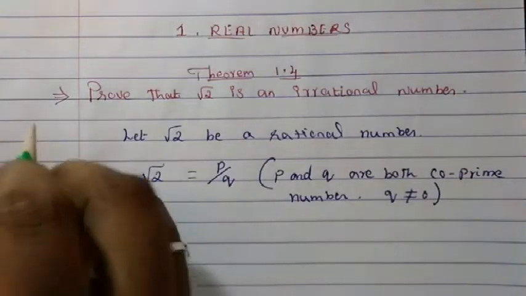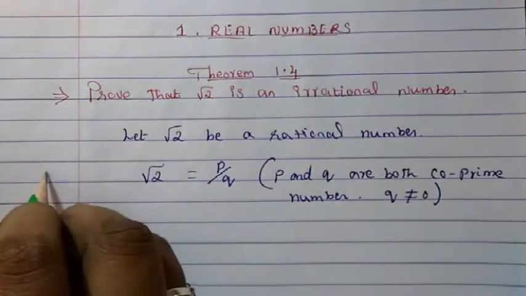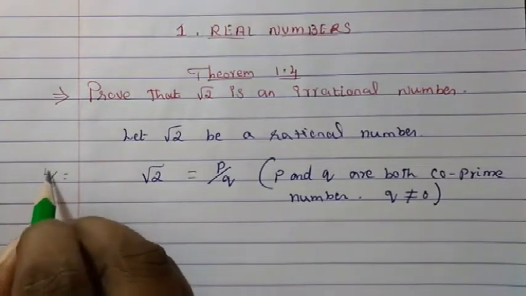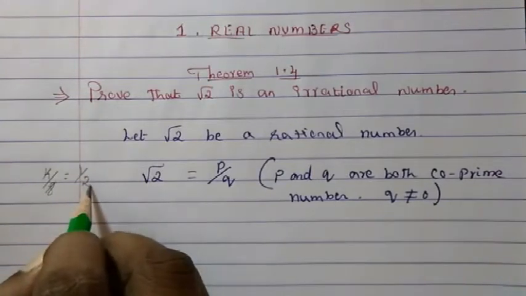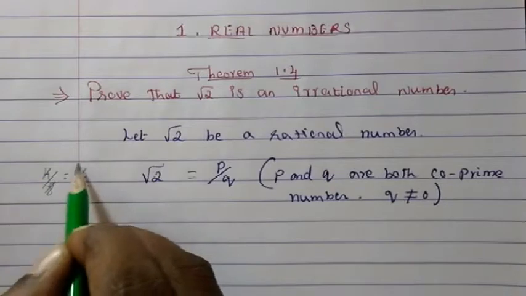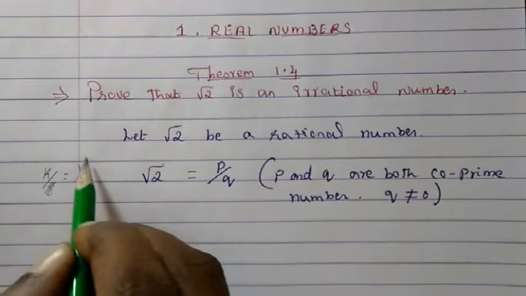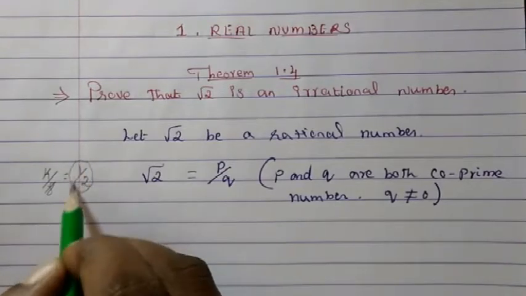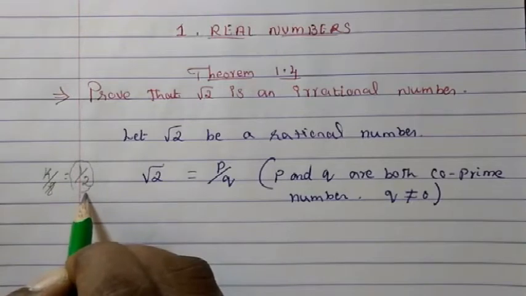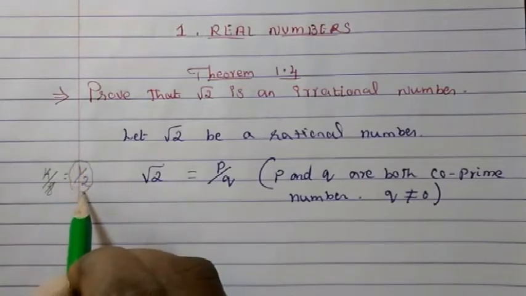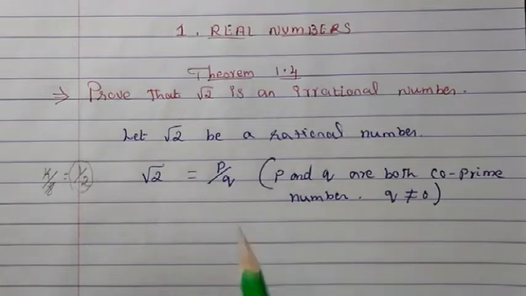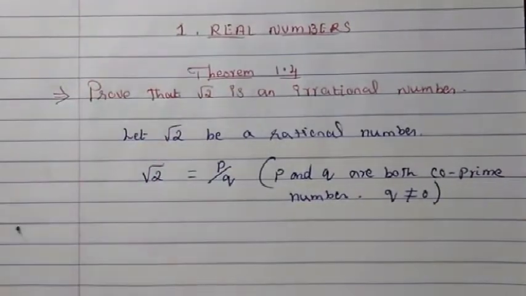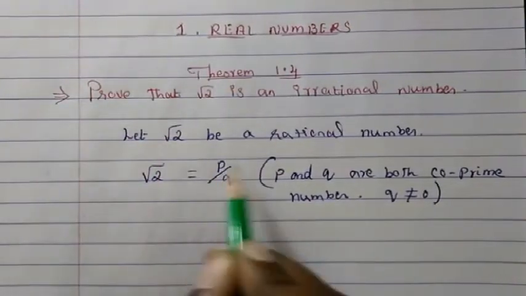For example, if I am dividing 4 upon 8, it's in the form of p/q. I divide 4 upon 8, what will we get? 1 upon 2. Now, can you divide this further, 1 upon 2? No, we cannot divide further. So these numbers are known as co-prime numbers because they don't have any common factor other than 1. So here we are considering p/q as co-prime numbers.